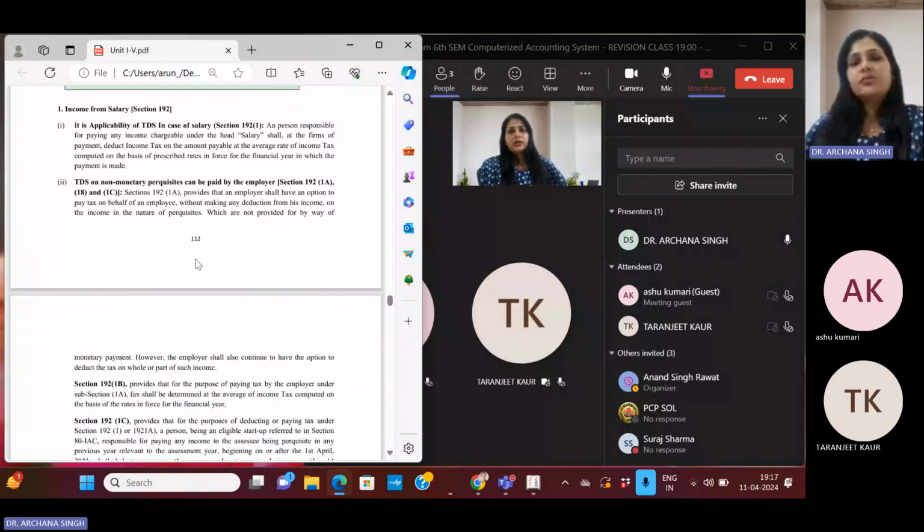Now, income from salary according to section 192. It is applicability of TDS in case of salary.